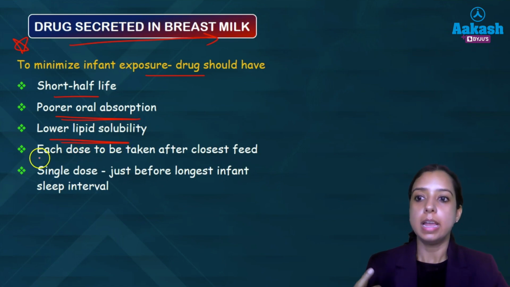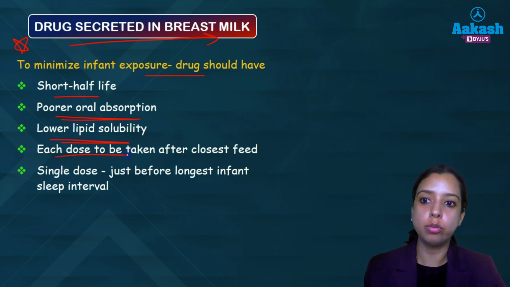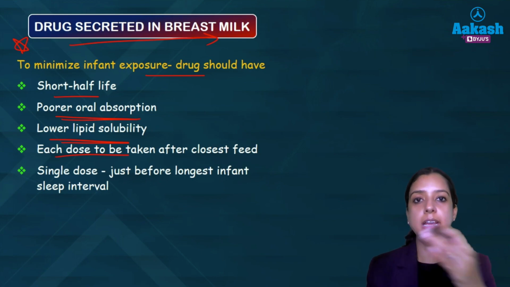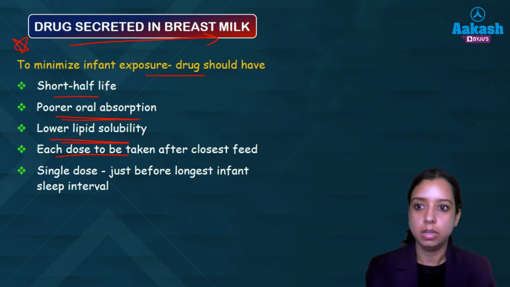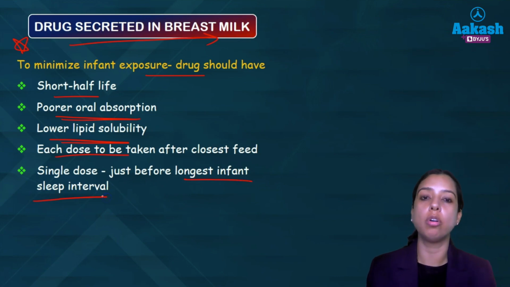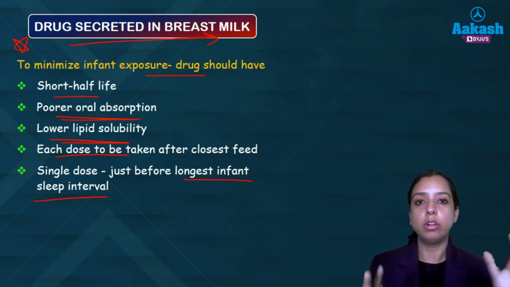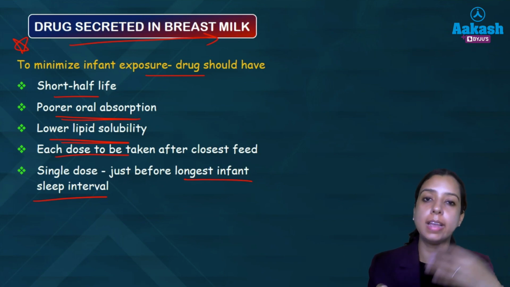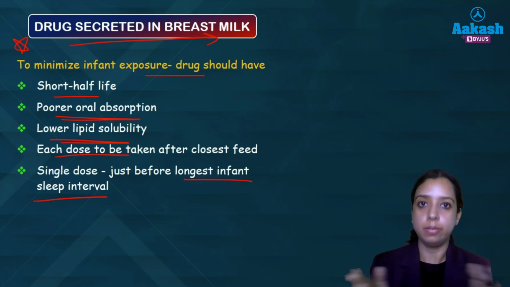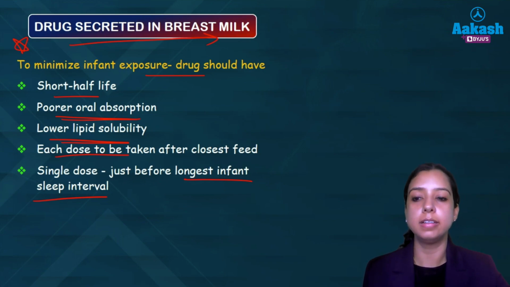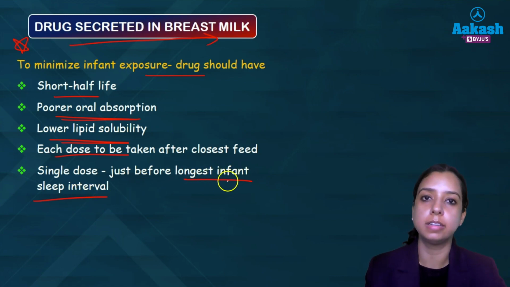And when to give? If you are giving multiple doses, you have to give after the closest feed. Once you have fed that infant, take it after the feed is complete. If a single dose is to be taken, you will take it just after the longest sleep. So if your infant sleeps longest in the day, you will take it in the day once the infant is asleep. Or if you are lucky and your infant sleeps in the night, you take it in the night once the infant is asleep. So a single dose is taken just after the longest infant sleep interval.